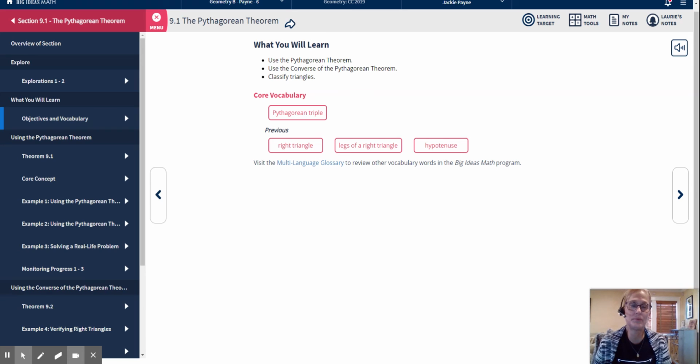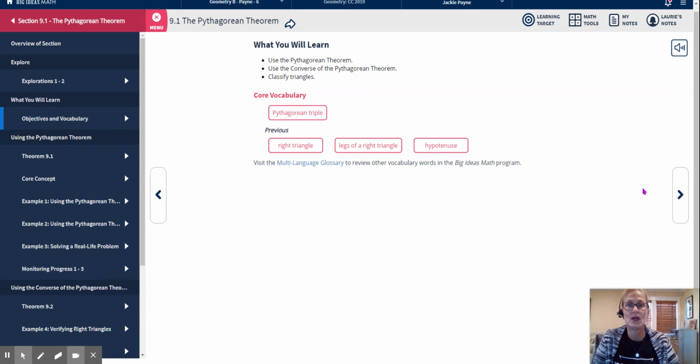This is a super important chapter. It's going to be a very big basis for what you're going to do in Algebra 2. And the good thing is you already know part of it. So this first section is on, as you can see, what you will learn: the Pythagorean Theorem, use the converse of the Pythagorean Theorem, and also classify triangles. So you already know how to do this stuff. We're gonna fly through section 1, and I look forward to reminding you about a bunch of stuff you already know.